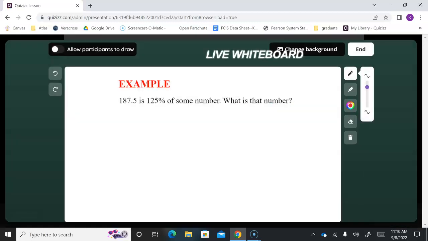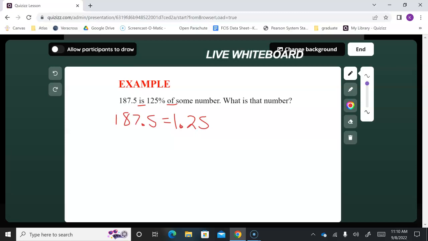All right, so we're going to end with this percent problem. 187.5 is 125% of a number. What is that number? Let's break this down. 187.5 is, mathematically, what does is represent? Equals. Okay? So 187.5 equals. Now turn that into a decimal. Of. What does of represent?